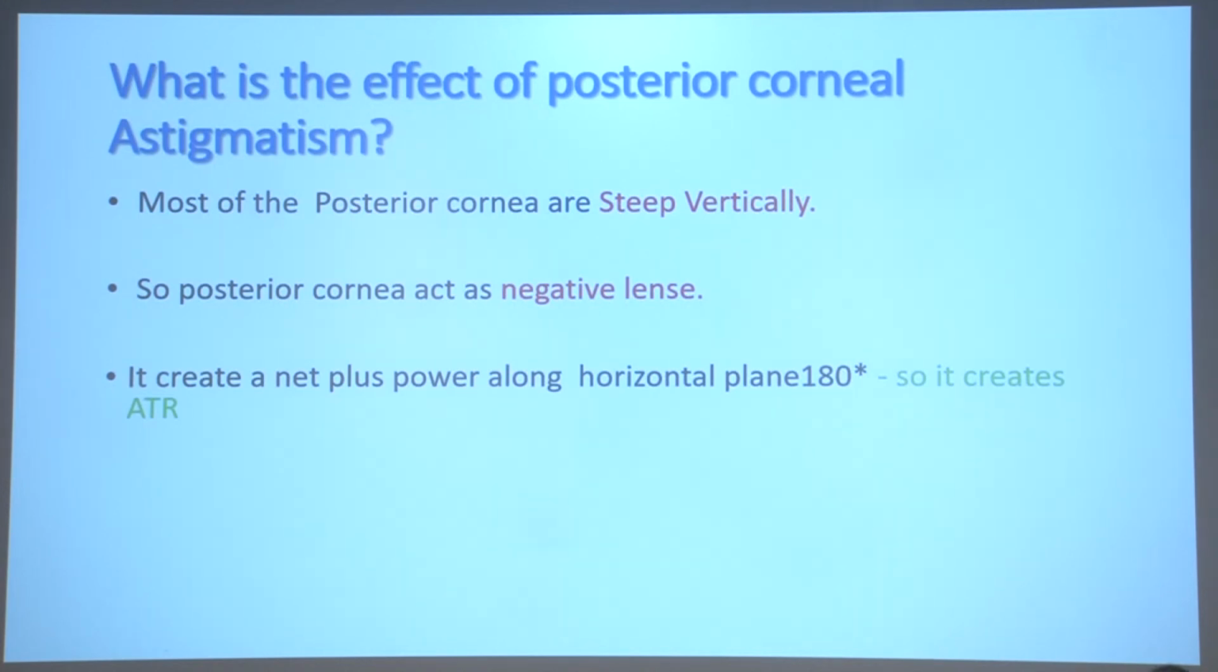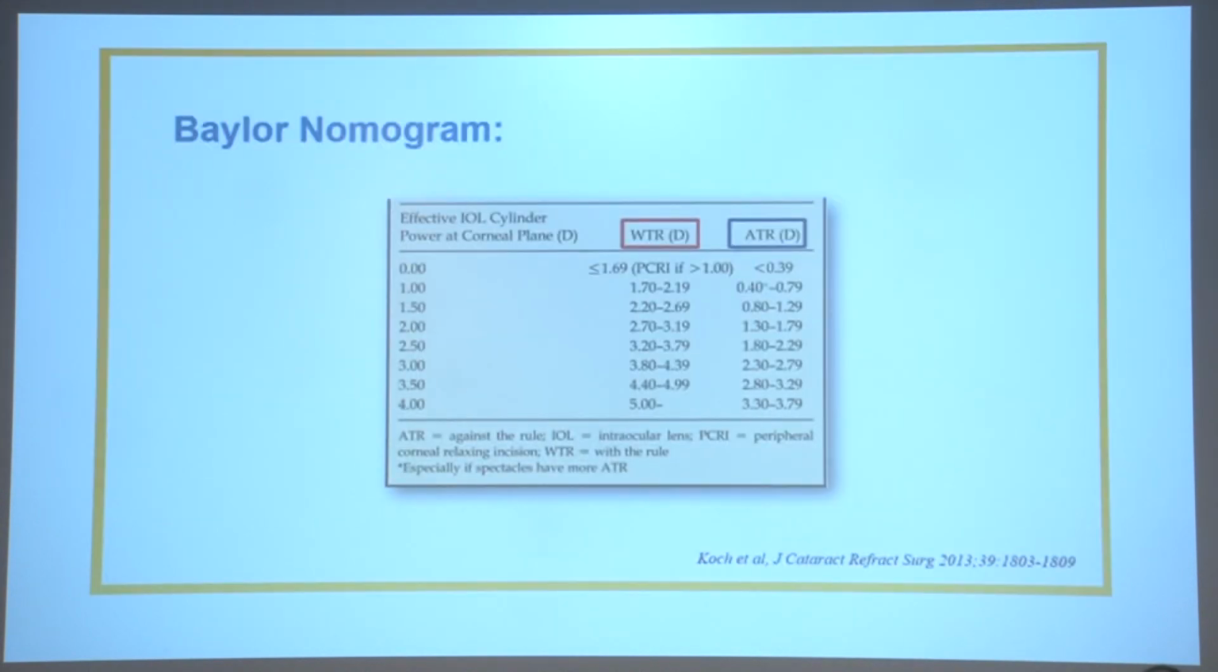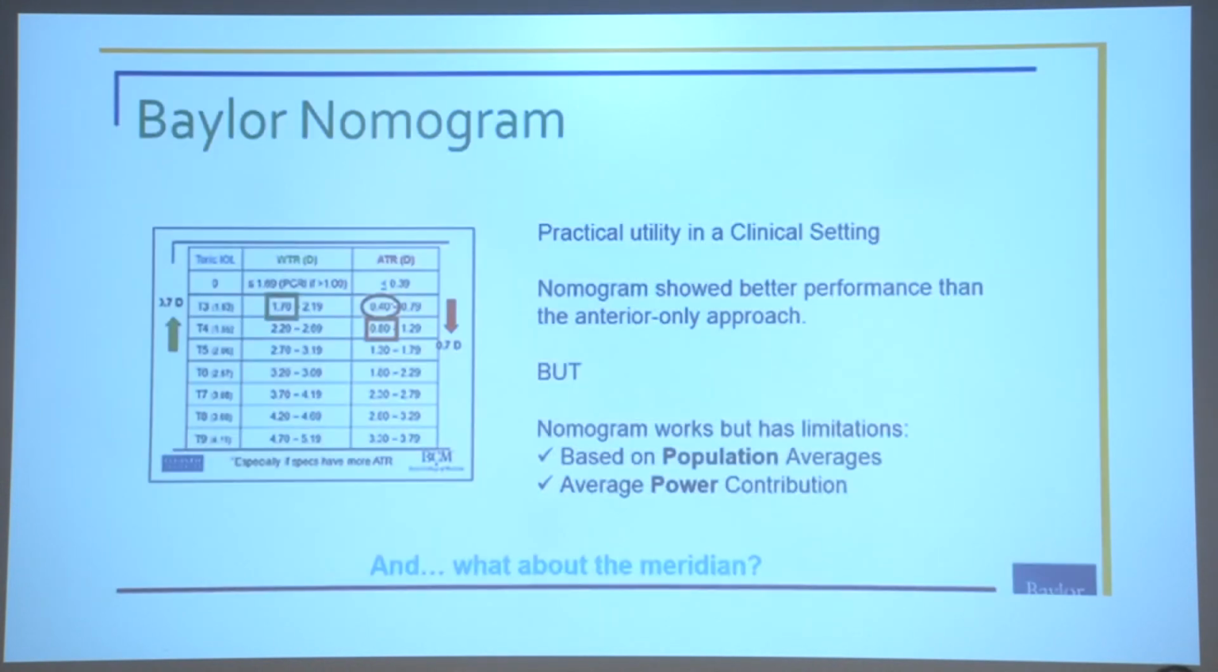So if your patient has a pre-existing with-the-rule astigmatism, the net effect will be a decrease in the with-the-rule astigmatism, and suppose the patient has against-the-rule astigmatism, the net effect will be an increase in the against-the-rule astigmatism. Now, over the period of the next year, for this understanding, Dr. Baylor came up with one nomogram on how to apply these variations, and this nomogram was widely accepted at that time, in 2013-2015.